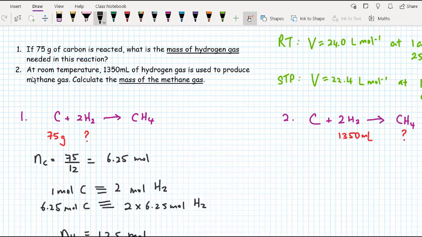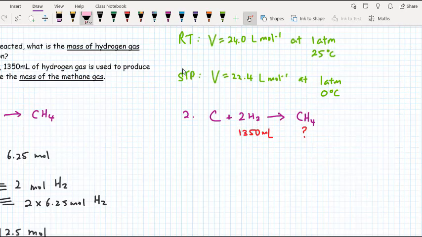For the second question, at room temperature, 1350 milliliters of hydrogen gas is used to produce methane gas. Calculate the mass of the methane gas. Remember that at room temperature, the volume of 1 mole of gas will occupy 24.0 liters of space. Room temperature refers to when pressure is at 1 atm and the temperature is at 25 degrees Celsius.